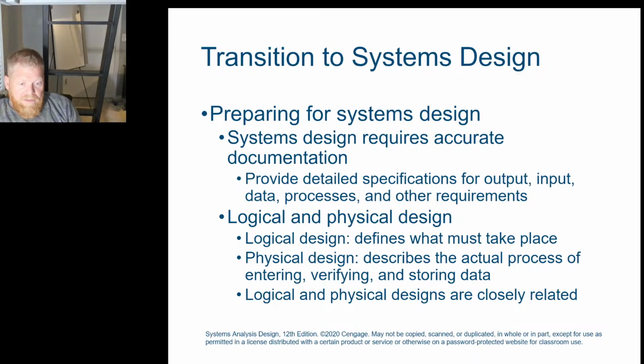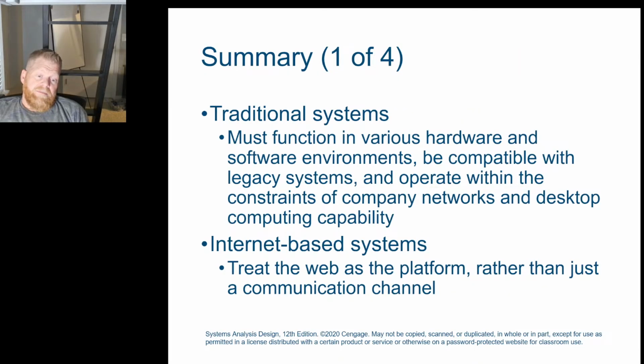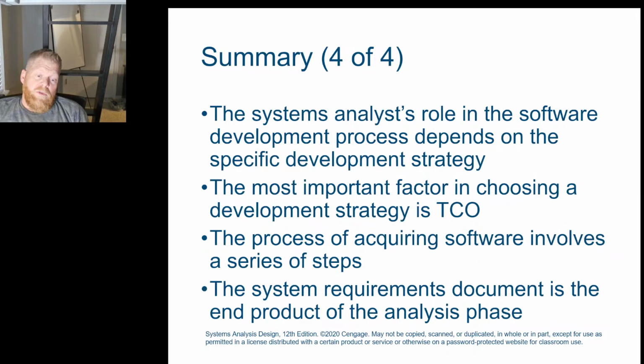Then once you've done that, you're going to prep for transitioning to the system design. Okay. First and foremost, you're going to take that recommendation document and convert the documentation over to a design recommendation document. Okay. Provide detailed specifications for output, input, and data processing requirements. These are going to be utilized for further defining the development or the purchasing of the software. Then you're going to need to identify the logical and physical design. Okay. All right. There are the summary slides.